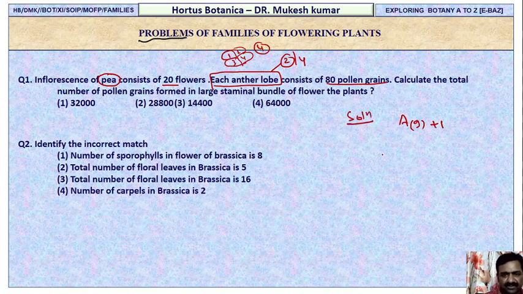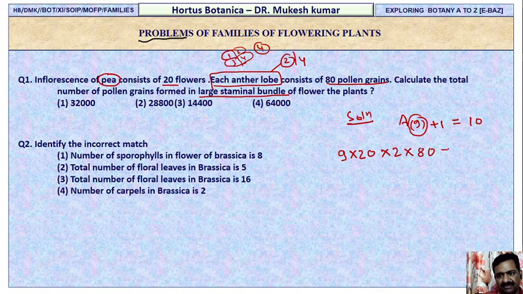So take the solution. Let's start. They are not talking about all the stamens, only the larger staminal bundle. Which is the larger staminal bundle out of 2 and 1? 9 and 1. So we will take the first 9. How many flowers? 20. Take 20. Now, the anther total will be 4, but for each lobe we are talking about 2. How many pollen? 80. Now when we multiply, what will we get? 28800. This is your answer. This is the solution of question number 1.